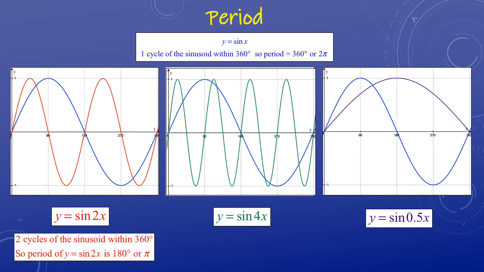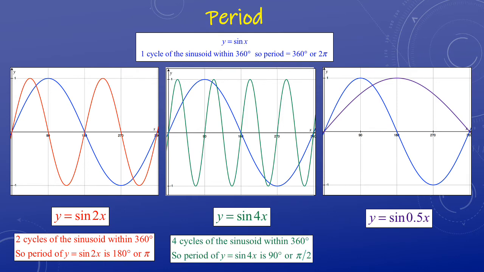In y is equal to sine of 2x in red, we are getting two cycles of the sinusoid within 360 degrees. So the period of y is equal to sine of 2x must be 180 degrees, or pi in radians. This means that compared to the graph of y is equal to sine of x in blue, the graph of y is equal to sine of 2x is compressed.